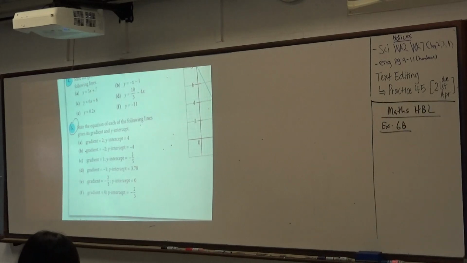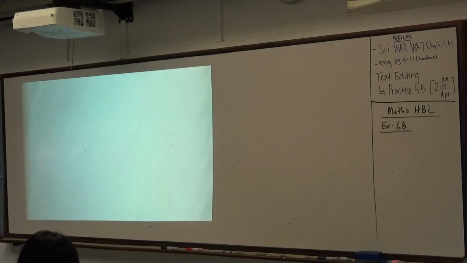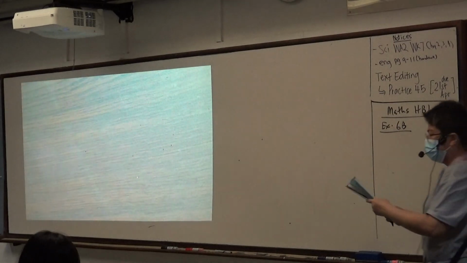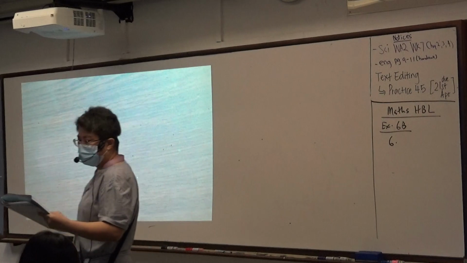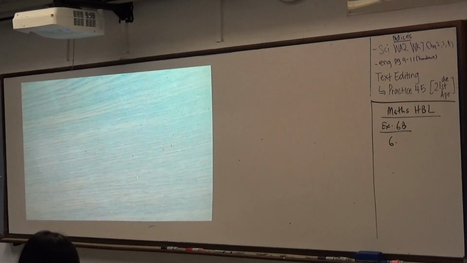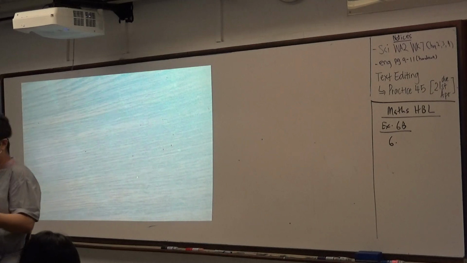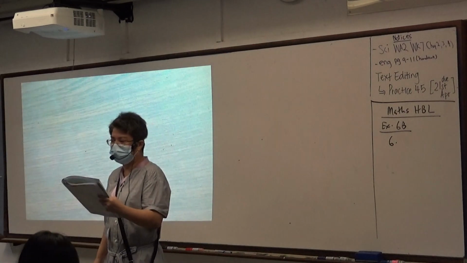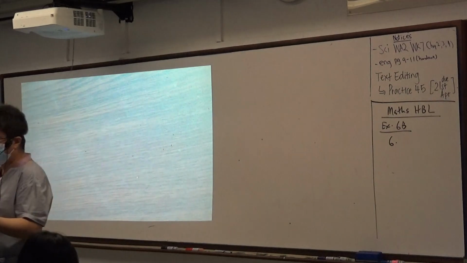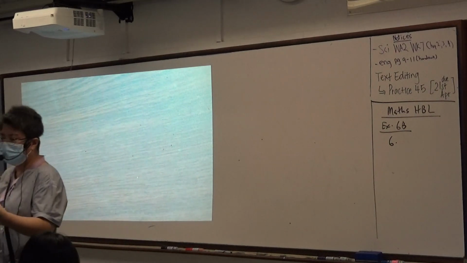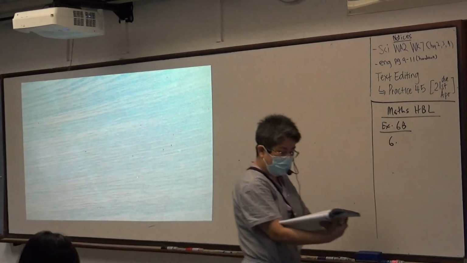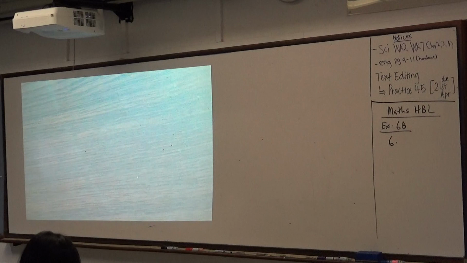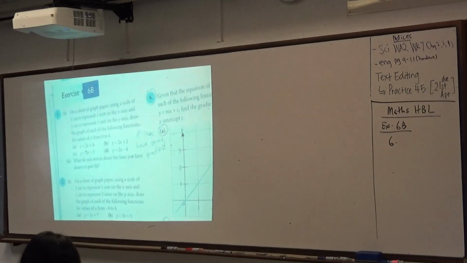Okay. Now, can you all look at question 6? Given that the equation of the line representing each of the following linear functions, linear graphs is in the form y equals mx plus c, find the gradient m and state the y-intercept c. Understand? Okay, now I'm going to do A for you first as an example. And all of you look at part A.